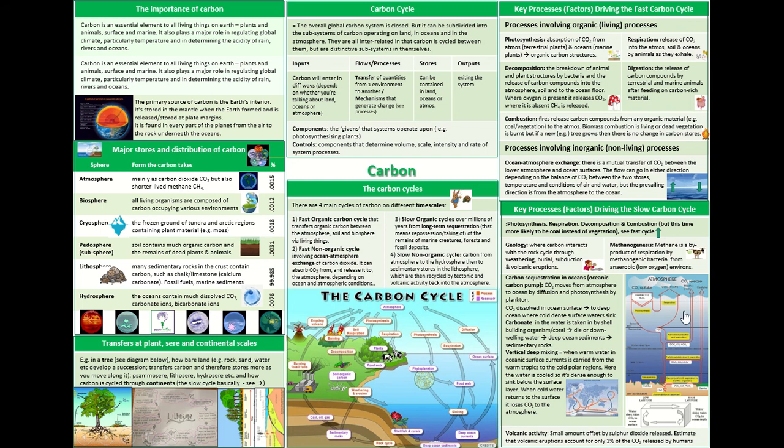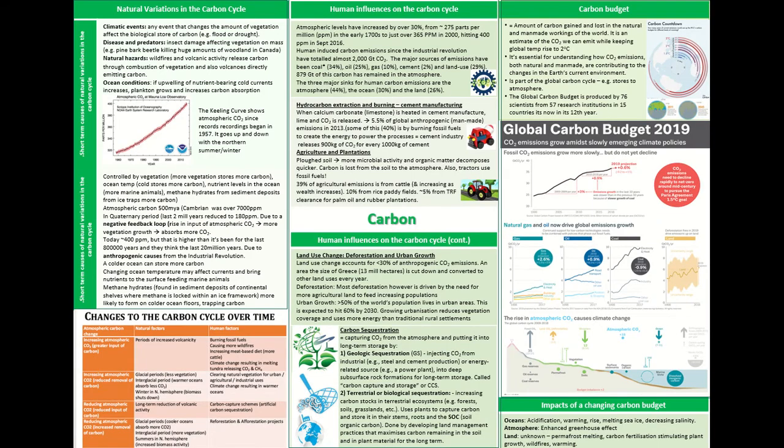So those are our key processes driving the slow carbon cycle, and that's summarised there for you with volcanic activity then releasing our rock carbon back into the atmosphere. Okay. So now we come on to natural variations, and then how humans affect this carbon cycle as well, before we come on to the carbon budget.